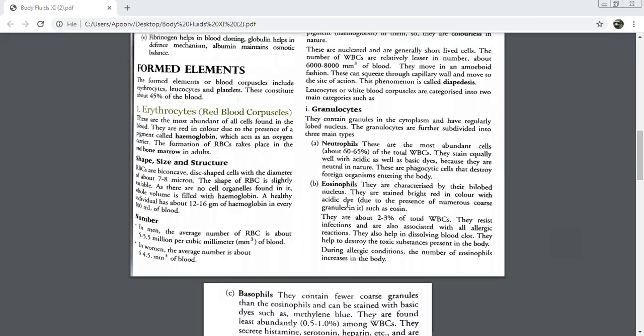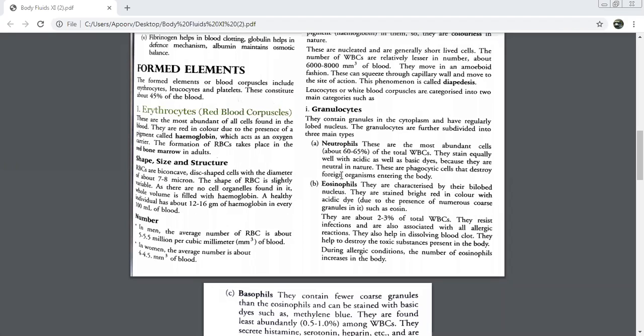Eosinophils are bilobed. They are stained bright red in color with acidic dye due to the presence of numerous coarse granules in it, such as eosin. So which is the stain generally which we use to see eosinophils? Eosin. That is why we call them eosinophils. If you stain with eosin, you can see them bright red in color. Eosin is an acidic dye.